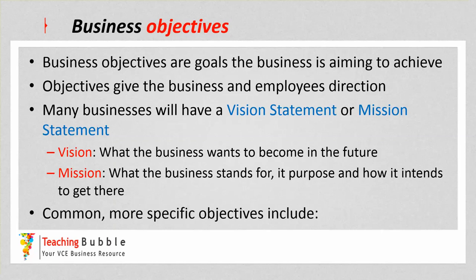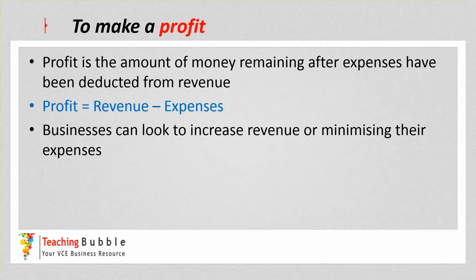Now, some of the more common specific objectives that are written into your study design are, first of all, to make a profit. So profit is the amount of money remaining after expenses have been deducted from revenue, revenue being the money brought into the business through the sale of goods and services, and then expenses, all money flowing out of the business to pay the bills and rent and all those types of things. What's left over after the expenses have been paid is profit.